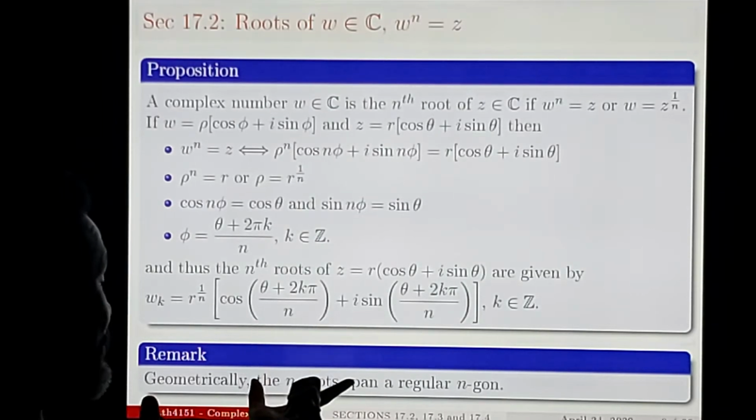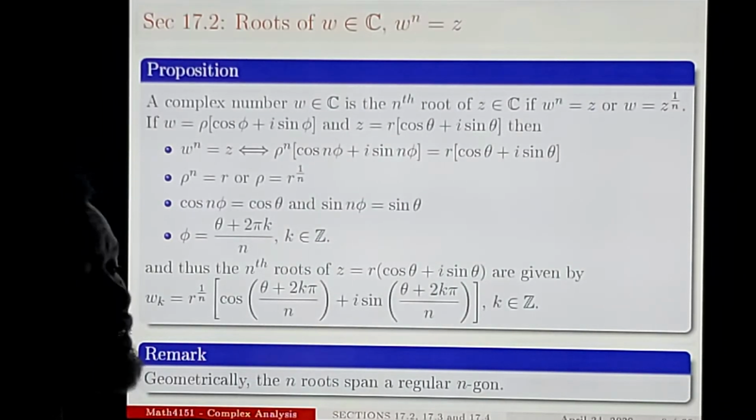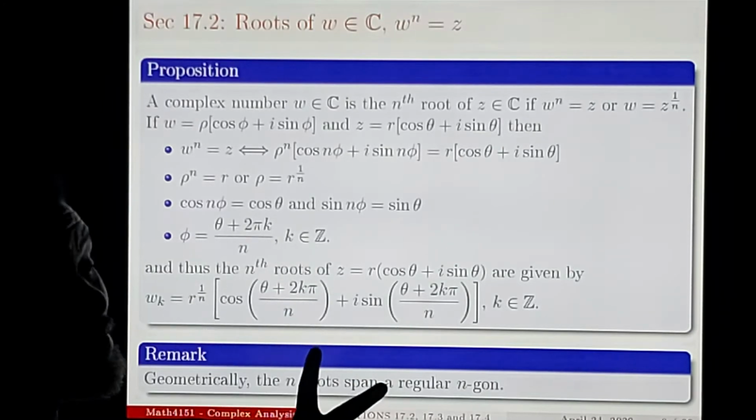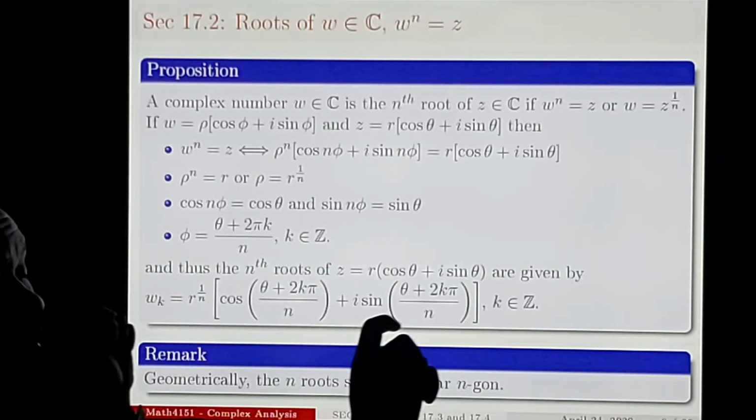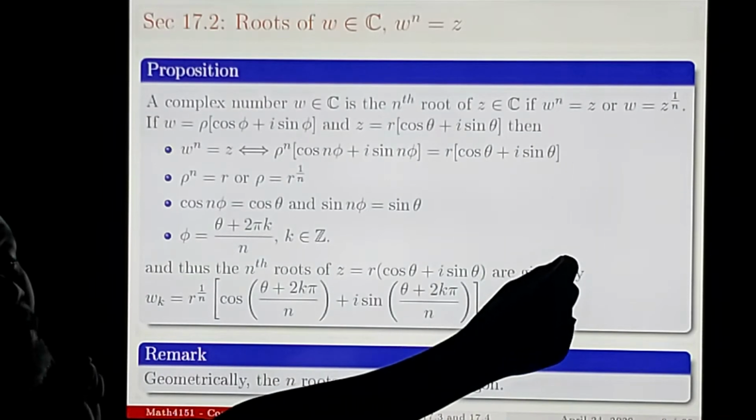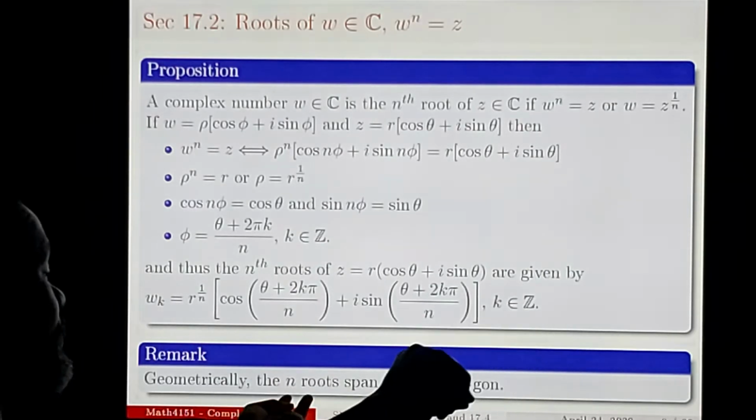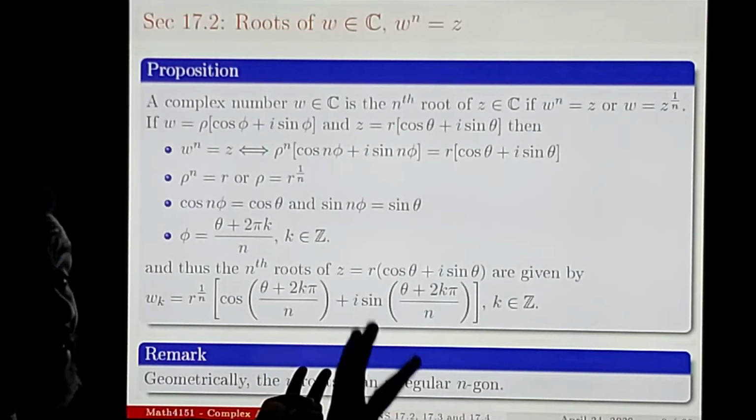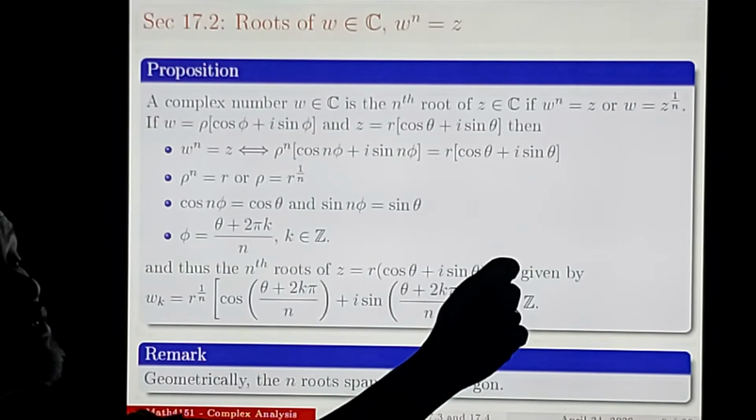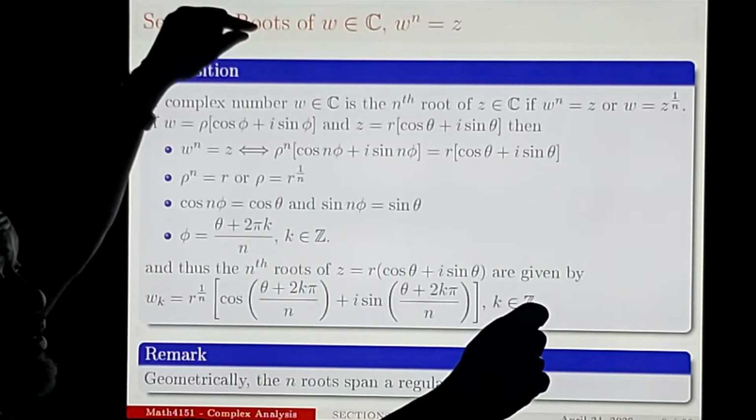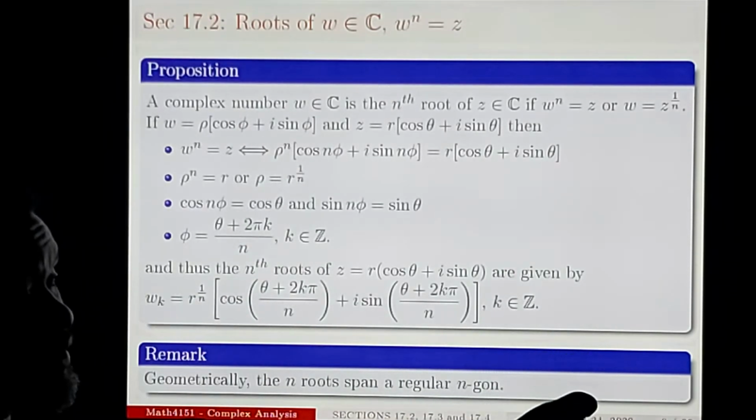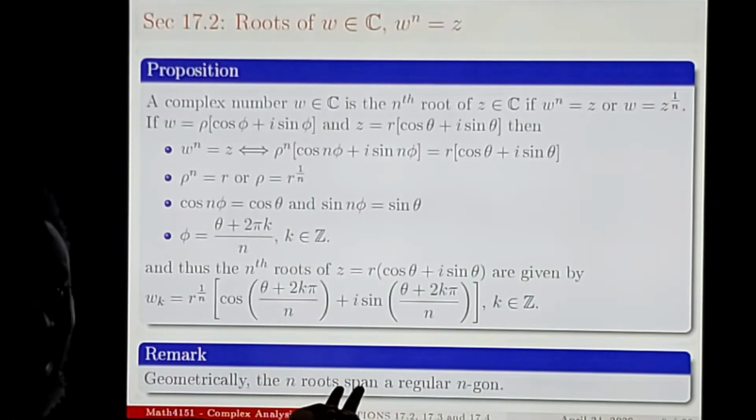And then here I have a remark that just says that geometrically, the n roots span a regular n-gon. What am I saying really? If the roots are 2, once you get one root like this, the other root will just be 180 degrees to the other side. That's just a line. If the roots are 3, then once you find the first root, you measure 120 degrees to get the second root, and 120 degrees again to get the third, and you go back. So basically it spans an equilateral triangle. That's what we're calling a regular n-gon.